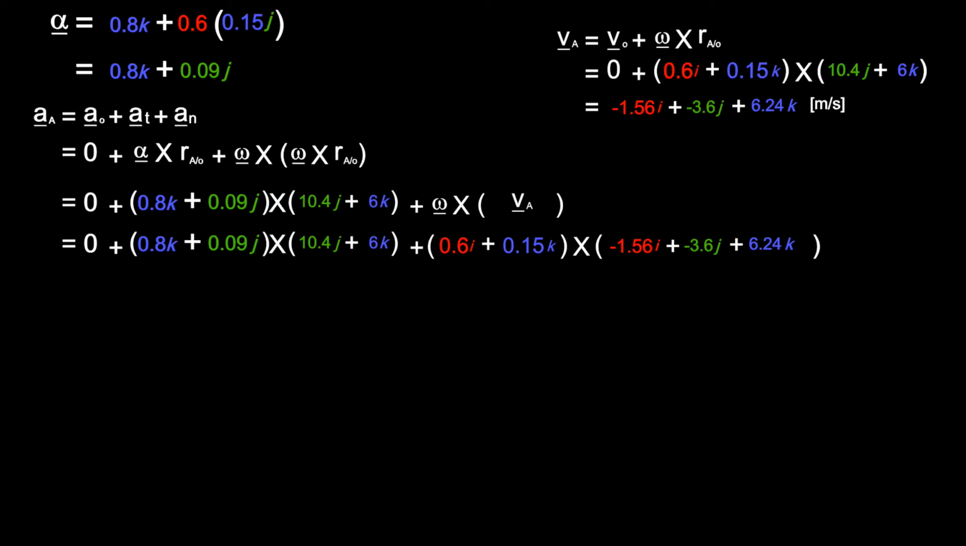The last step is applying all values we just found in the acceleration equation. Doing all cross products and arithmetics, we find the acceleration of point A at the top of the ladder at the instant it makes 30 degrees with the reference base.